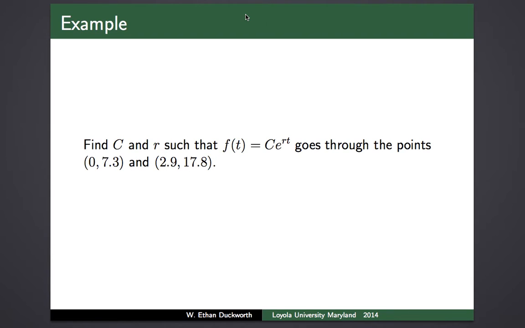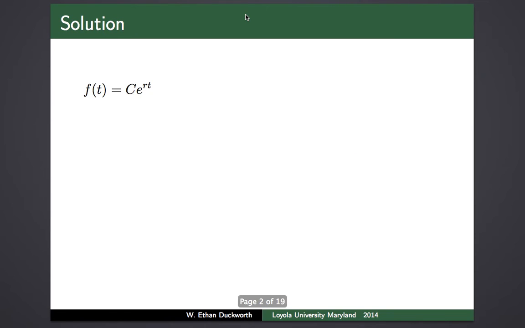In this example, we're going to model two data points using an exponential function. Another way to put that is that we need to find c and r so that the function f of t equals c times e to the rt goes through the 2 points. And the 2 points are given by (0, 7.3) and (2.9, 17.8).